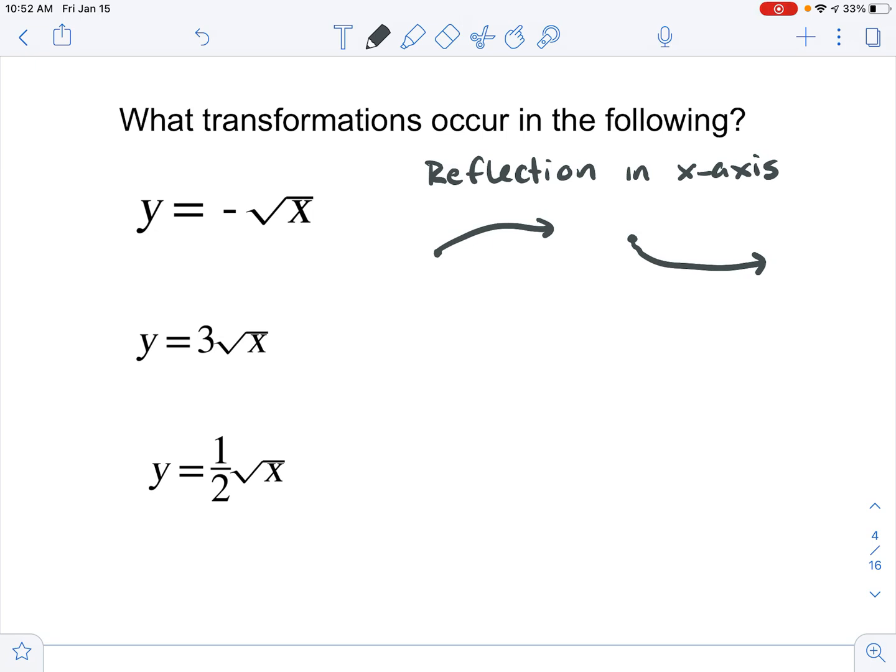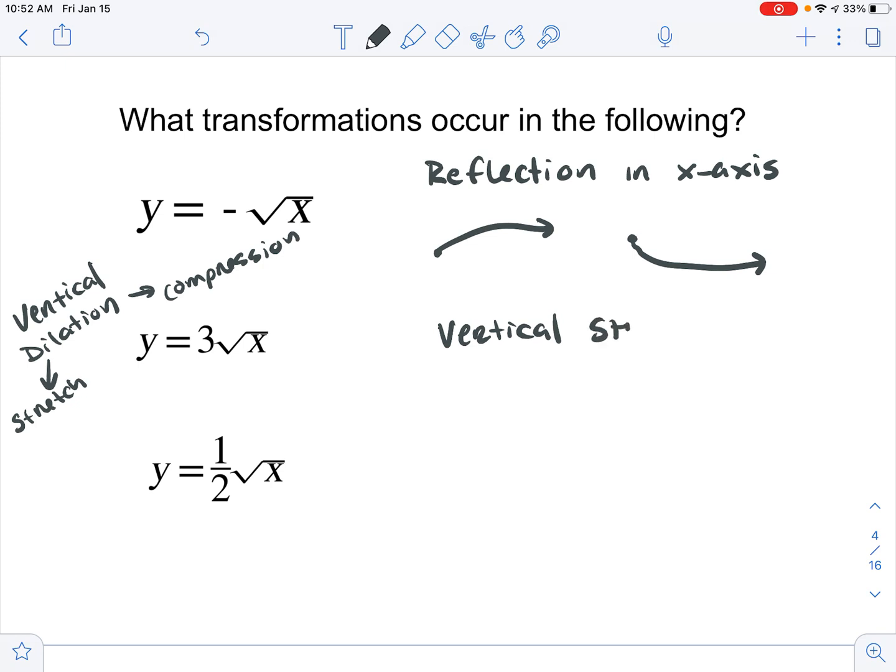Okay, now if I multiply by a number on the outside, remember it's going to be a vertical dilation, either a vertical stretch or a vertical compression. Okay, so if I multiply by a 3, that number is big. On the outside, this is going to tell me that I have a vertical stretch. Okay, so what does that mean?